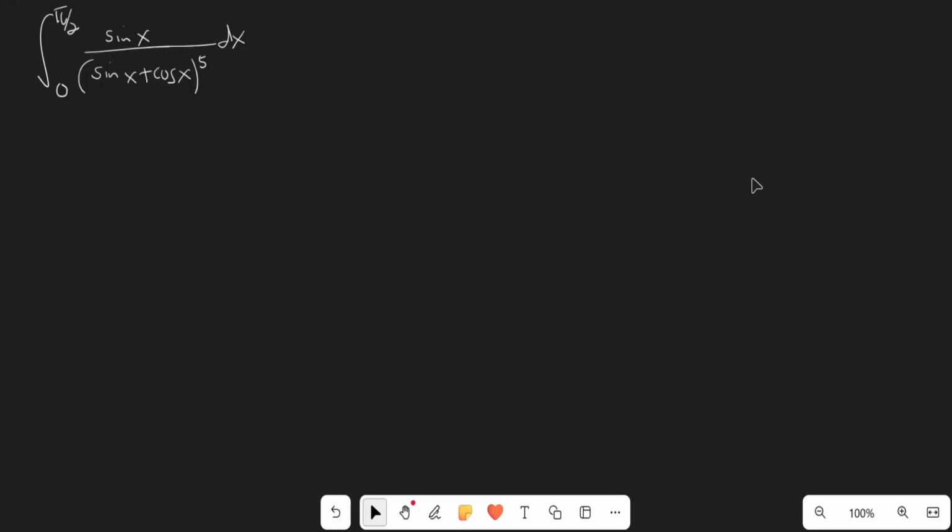So let's solve this integral. We are going to solve this integral using the King's property. The King's property states that the integral from a to b of f of x dx can also be written as the integral from a to b of f of a plus b minus x dx. So this is the King's property.